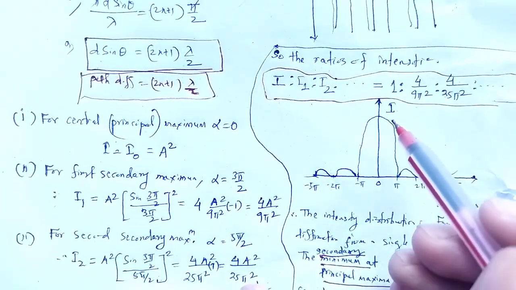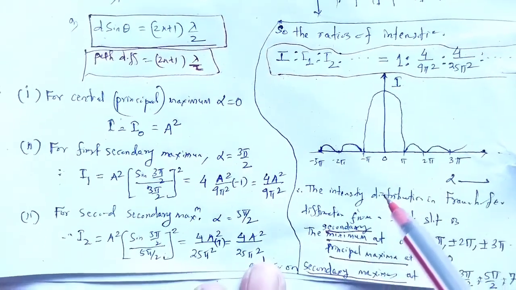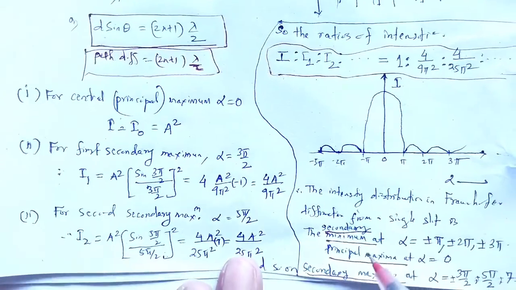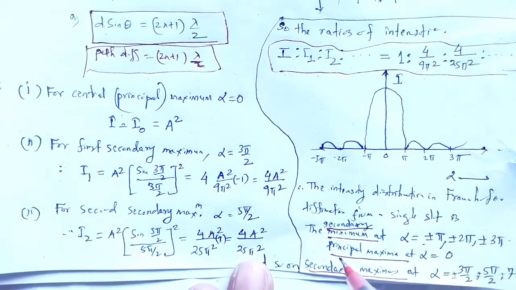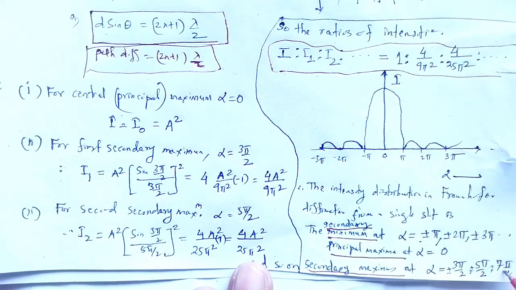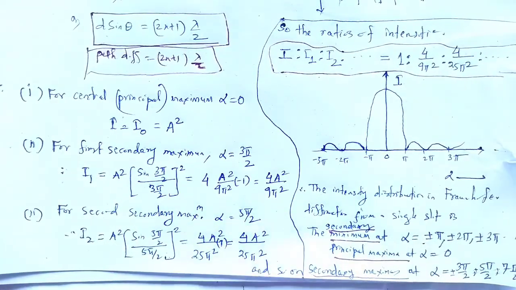Then the graphical view of distribution of intensities in Fraunhofer diffraction. From the above conclusion we have the secondary minima at these points, principal maximum at that point, and secondary maxima at these points. So with these useful and informative notes, let me wind up this session. Thank you.